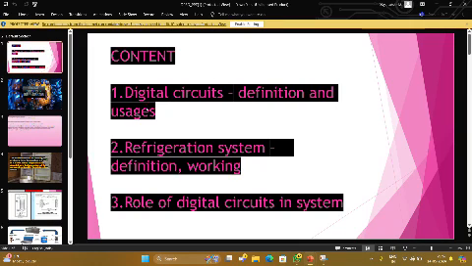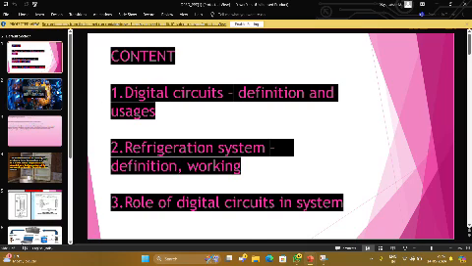So here is the content. First, let us get to know about digital circuits, their definition and where they are used. Next, the refrigeration system definition. You need to know what a refrigeration system is and how it works. At last, we will talk about the role of digital circuits in this system. In this particular system, what is the major role of these digital circuits? Digital circuits are nothing but electronic circuits.